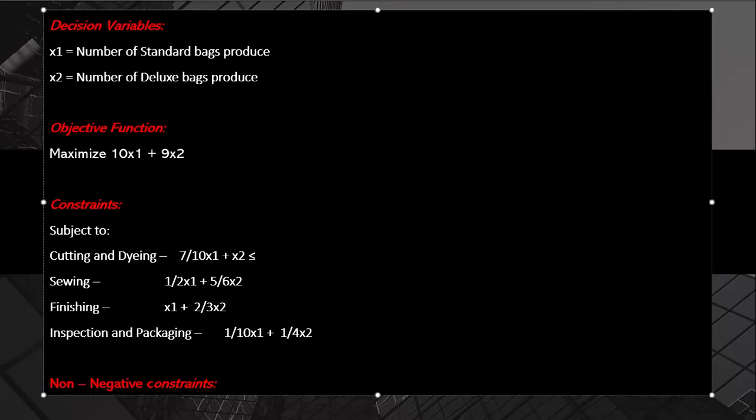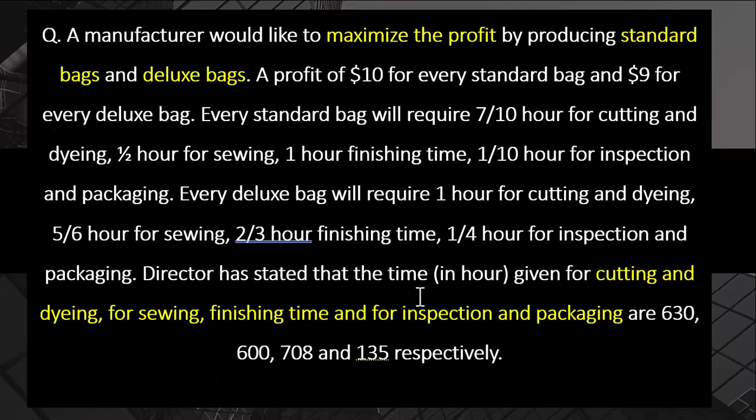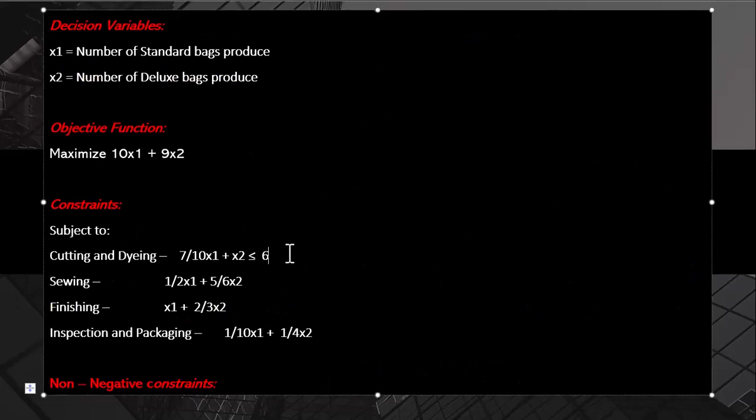In the end, the director has stated that the total time available for all these tasks are 630, 600, 708, and 135 respectively. We have to maximize the objective function within these hours. We cannot exceed them. So that's why we are going to write 630 here, and then 708. And for inspection and packaging, it is 135.